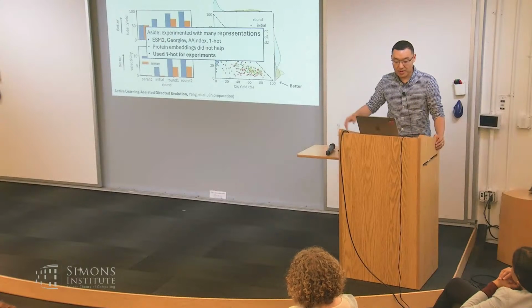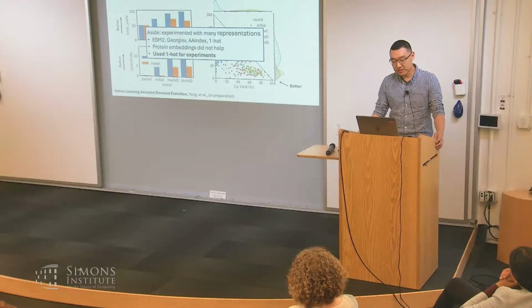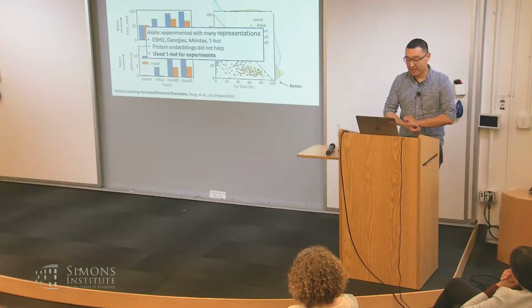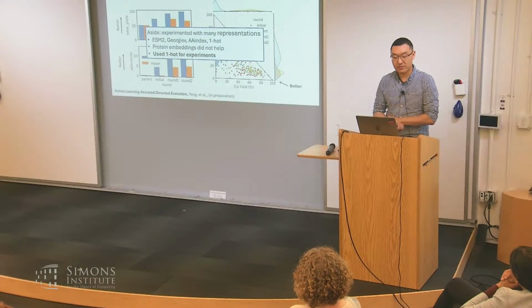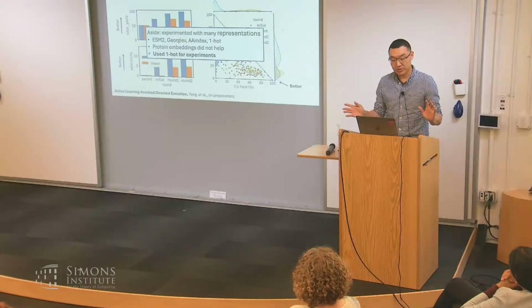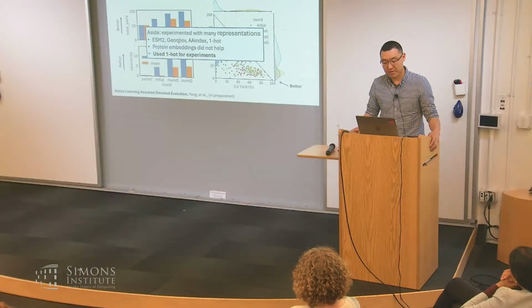As an aside, we also experimented with many representations, and we found that using protein embeddings like ESM2 didn't really help this type of out-of-distribution design. And so we ended up just using one-hot for the actual experiment, a collaboration with Elogen.